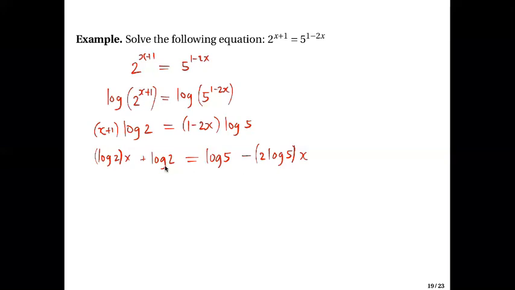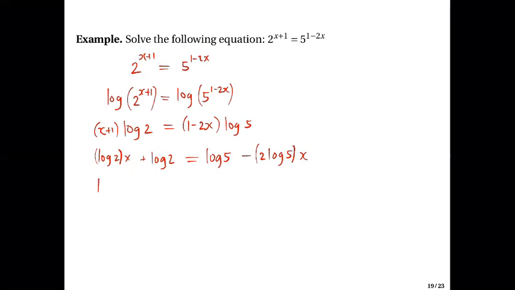So again, log 2 is just a constant. Log 5 is also a constant. In this expression here, we have the variable x. In this expression here, we also have the variable x. So we put on one side all the expressions with variable x, and on the other side, the constants. So I'm going to put this to this side.